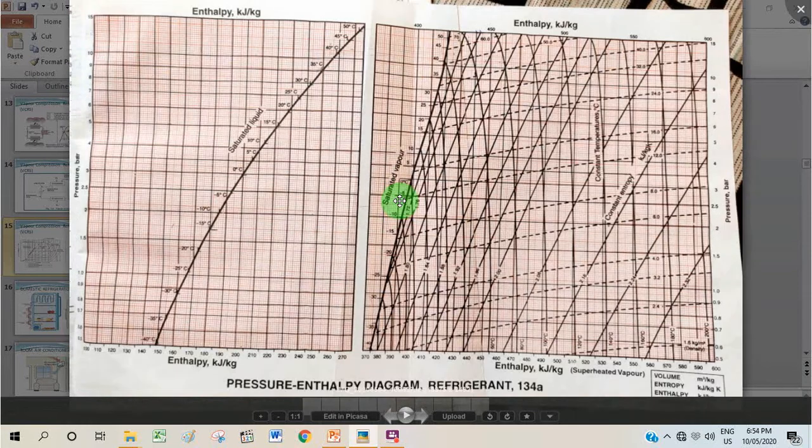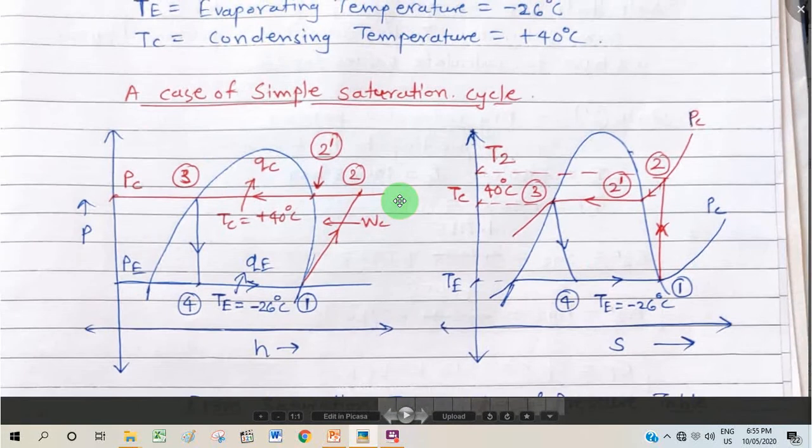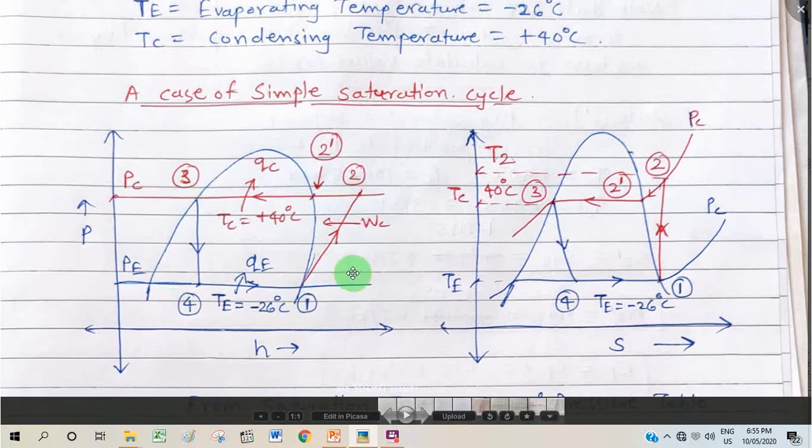Now see what values are required. We require them for end states 1, 2, 3 and 4. Let's start from state 1. State 1 is the saturated vapor condition. This is the saturated vapor curve. It is at the evaporating temperature of minus 26 degrees Celsius, and the other saturation temperature is plus 40 degrees Celsius.